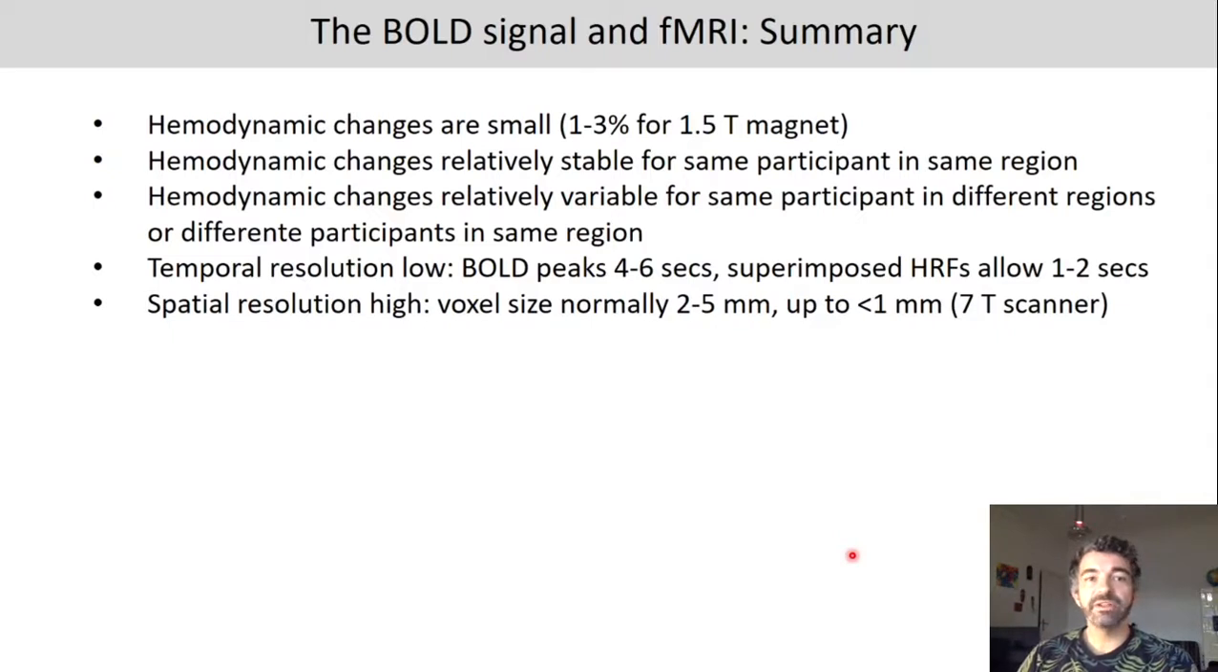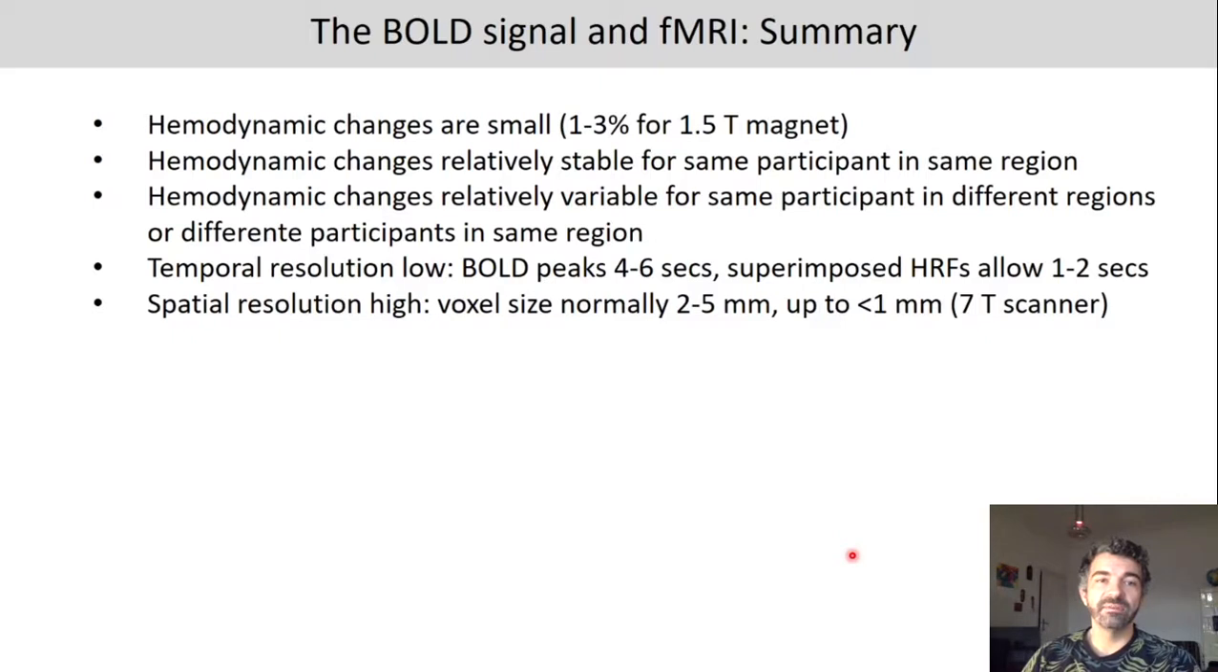The hemodynamic changes are relatively small. It's only 1 to 3%, for example, for a 1.5 Tesla magnet. And the hemodynamic changes are, however, relatively stable for the same participant in the same region. But the hemodynamic changes are relatively variable for the same participant in different regions or for different participants in the same region. The temporal resolution is relatively low because the BOLD signal peaks 4 to 6 seconds after the neural activity starts. The spatial resolution is relatively high.